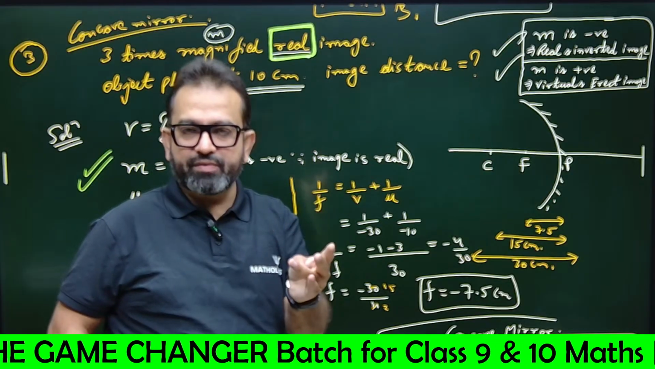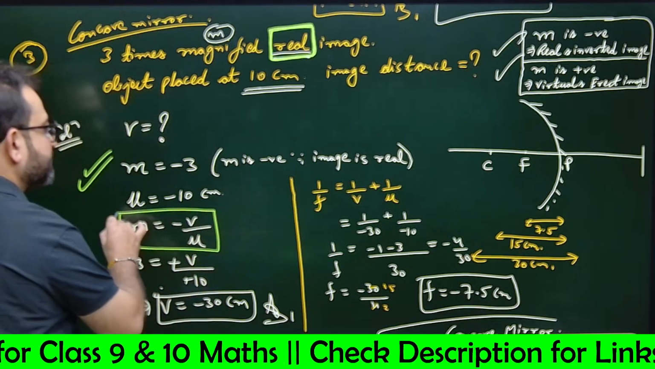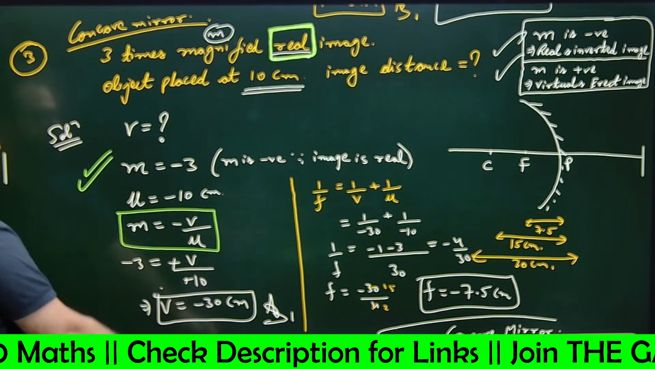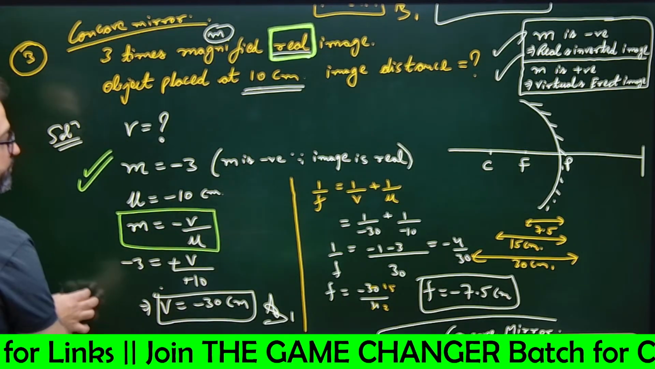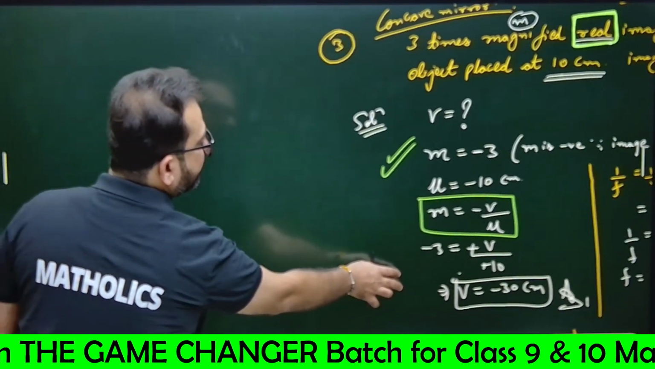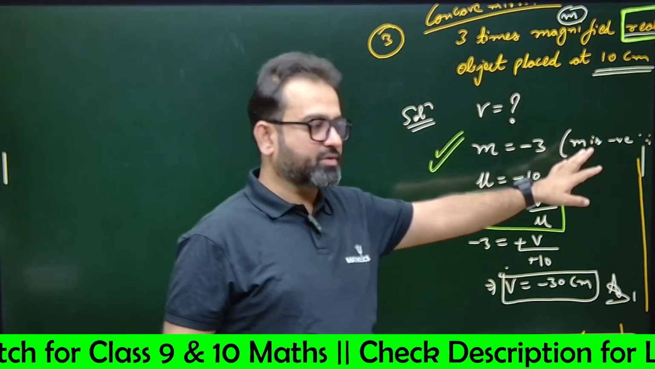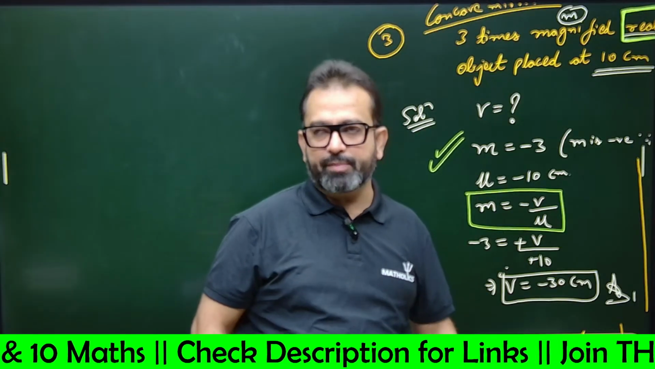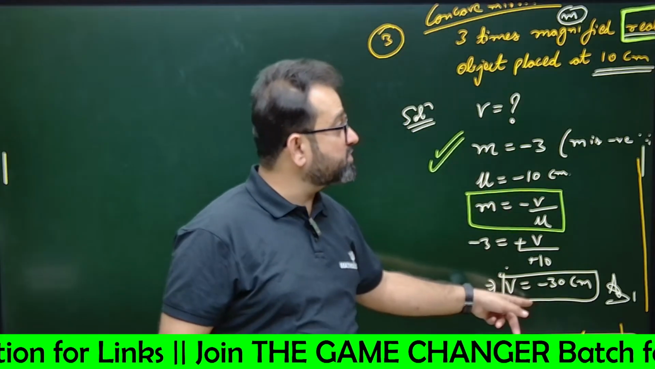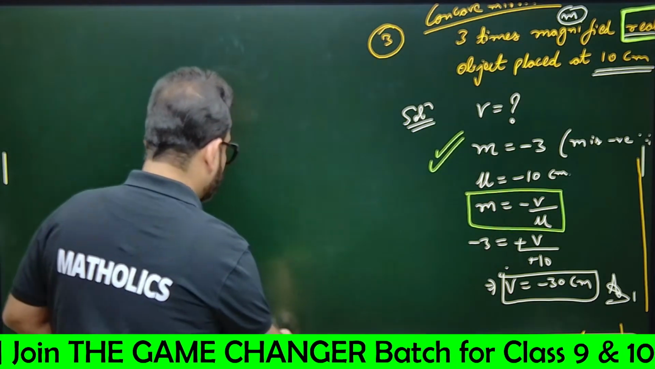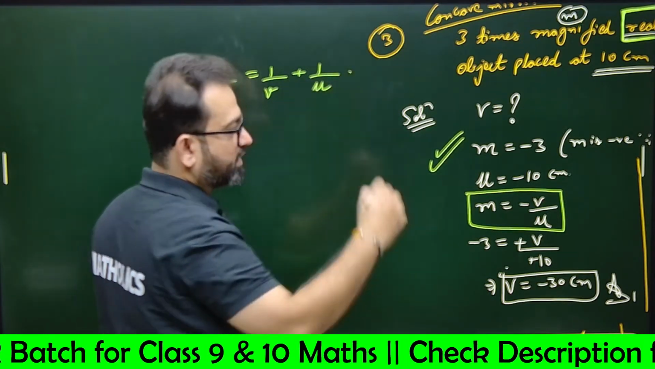M is given, u is given. How to find v? M equals to minus v upon u. Apply this formula and see if you can get the value of v. I'm not going to show the whole calculations. Find v as minus 30. Is it coming or no? Minus v upon u equals to m. Put all the values, get v equals to this. Use this value in 1 by f equals to 1 by v plus 1 by u. That's it, and find the value of f.